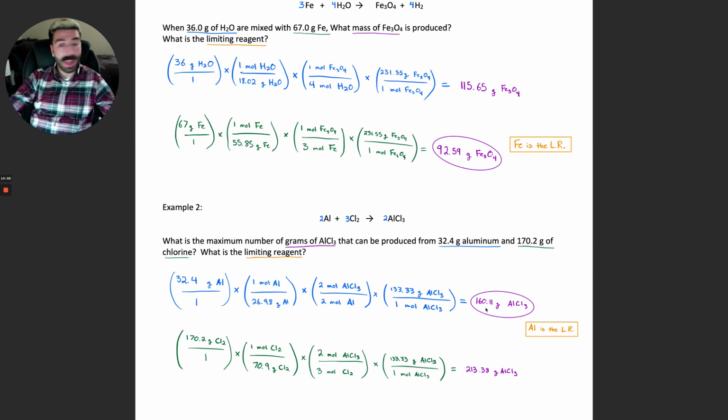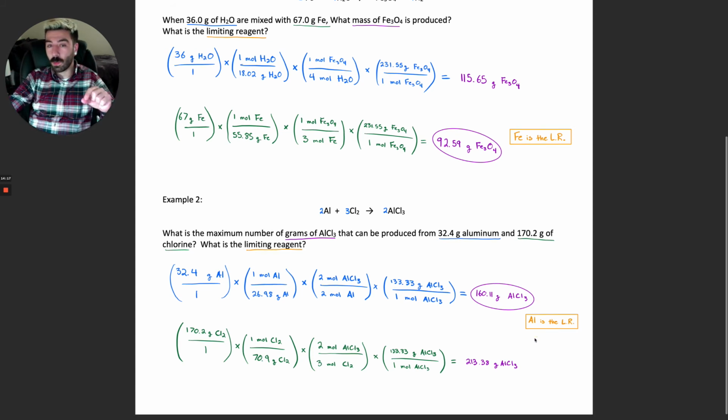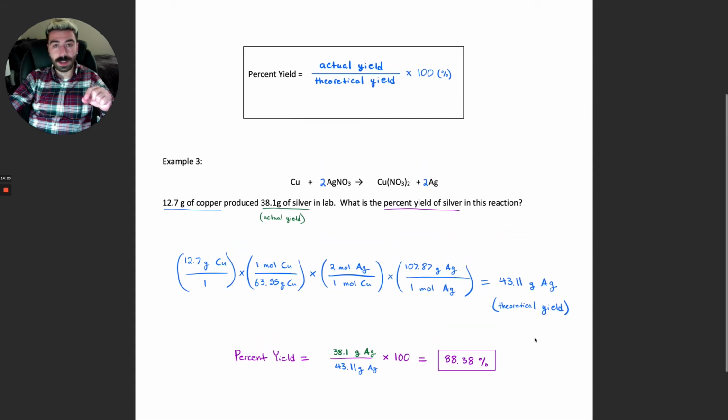And that's it. Everything that we just did, we've done before. We've known how to do. We're just adding a new term and adding an extra step. Now that's it for limiting reactants. Quickly, we're going to add one more concept, and it'll be nice and quick.